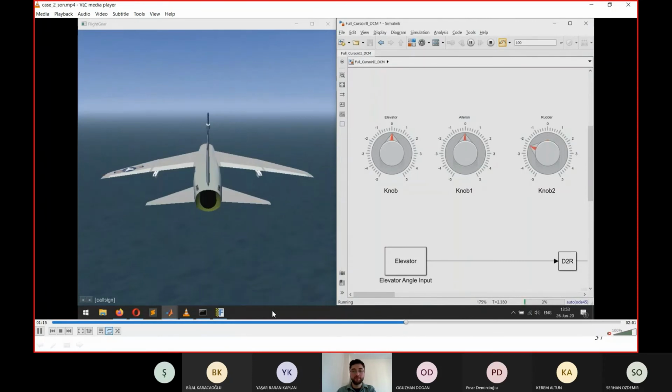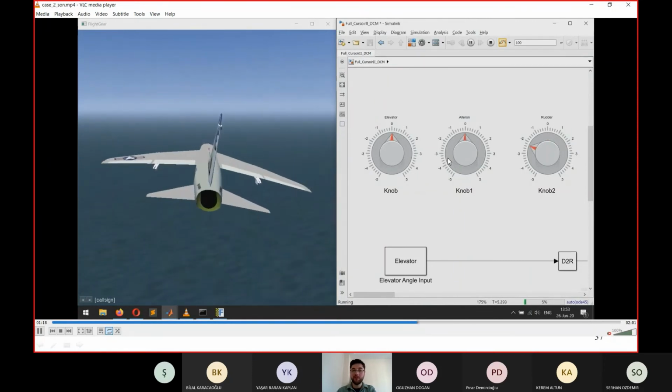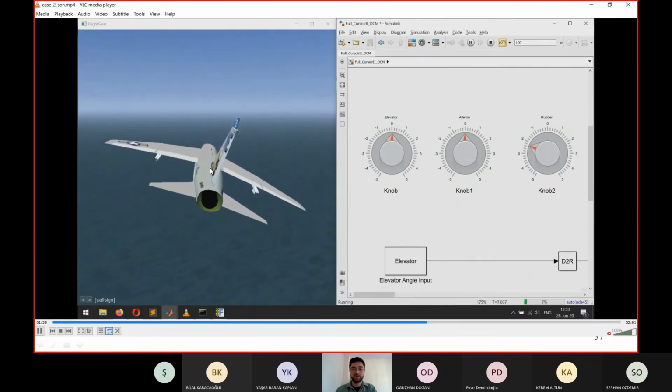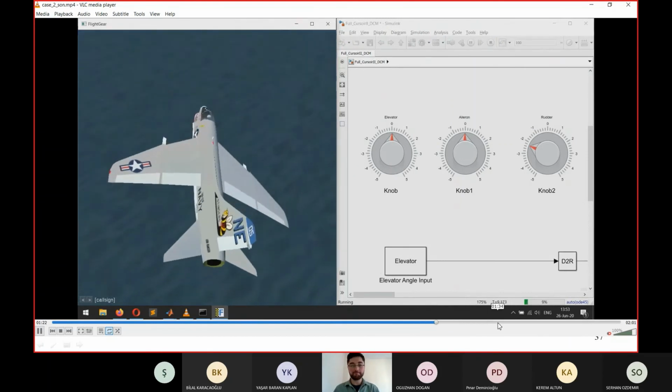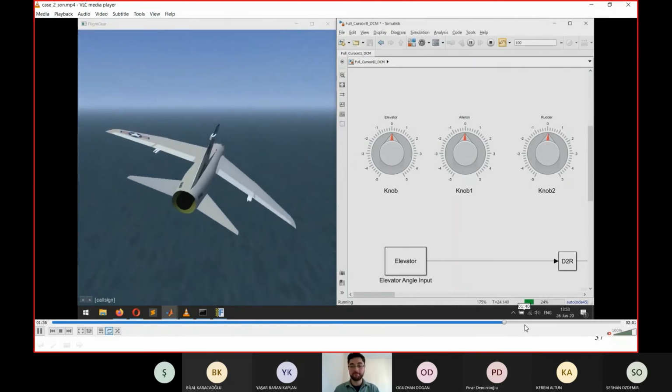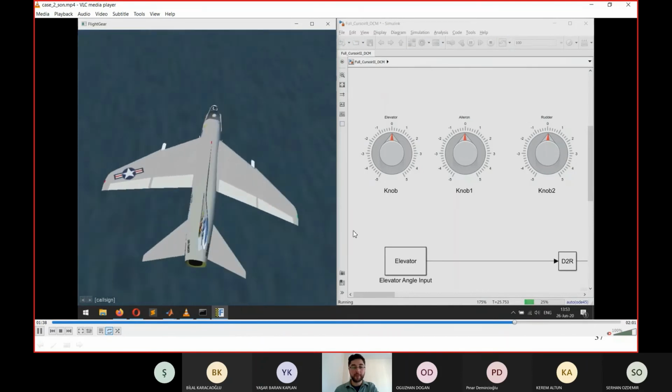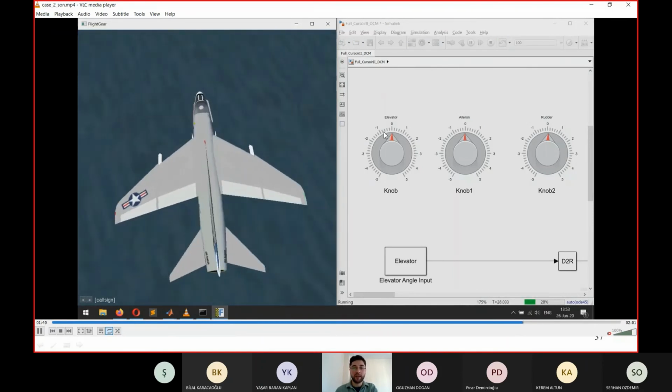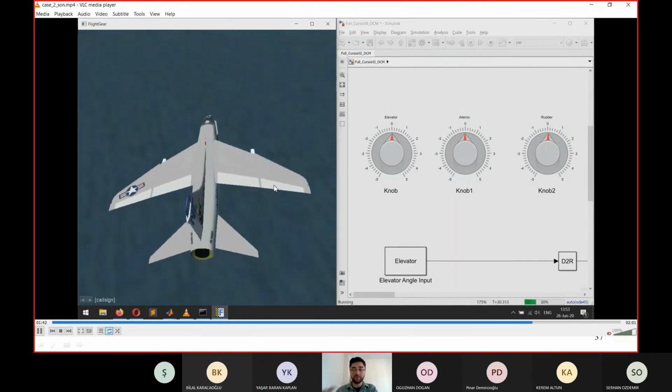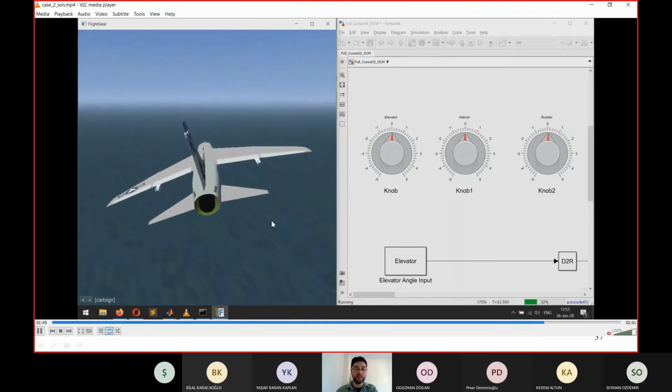And when I give the rudder command, it follows again quite well. Now I will apply an elevator input, and it will ascend.